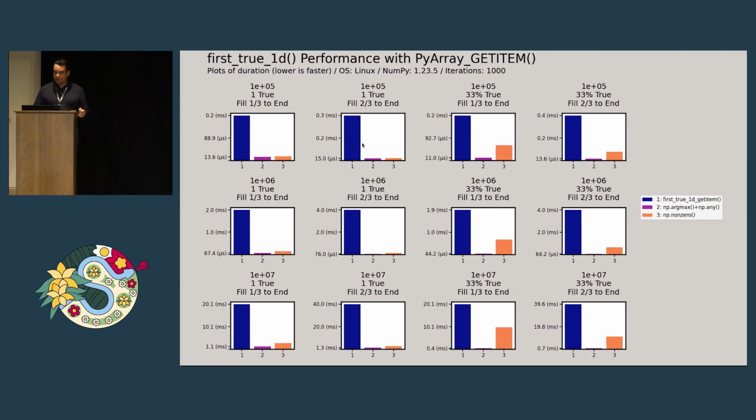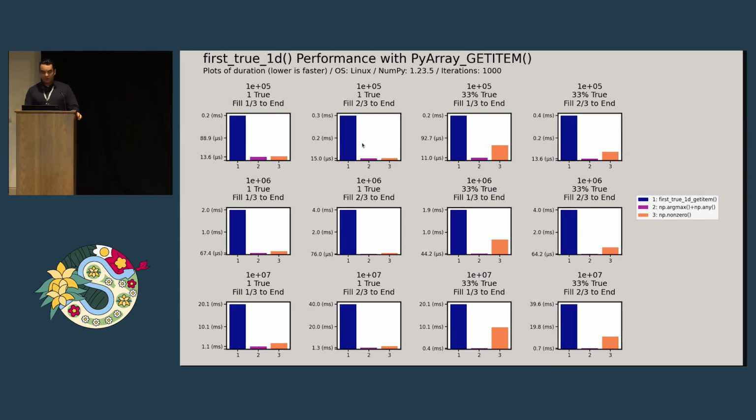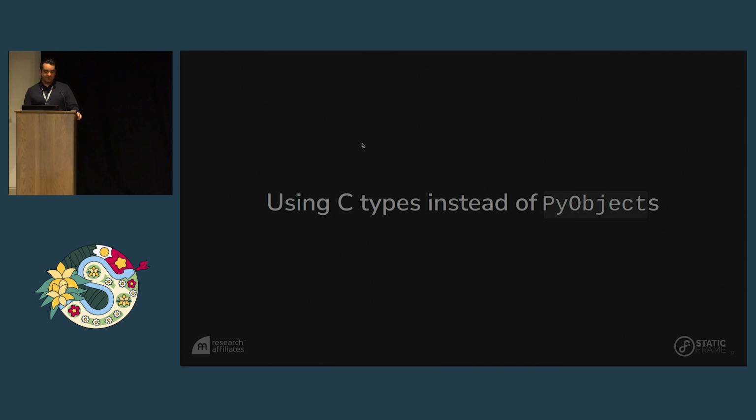How does this perform? Well, we can see our implementation is the blue bar there, and this is first_true_1d_getitem. And we see it's not great. It's really bad. In fact, in some cases, np.argmax is 2 orders of magnitude faster than what we just implemented in C. So this should reaffirm for you that just putting it in C doesn't make it go faster. This is roughly equivalent to what we would see if we had just implemented this in Python. So we haven't beat NumPy. Let's see what else we can do.